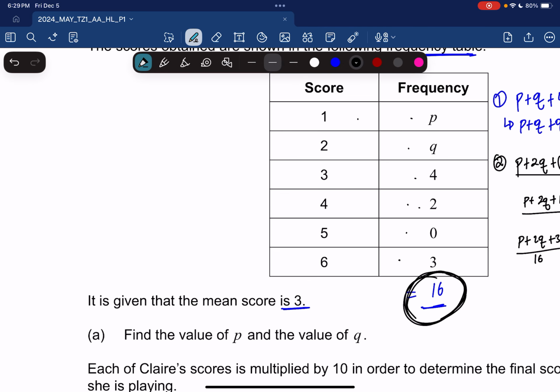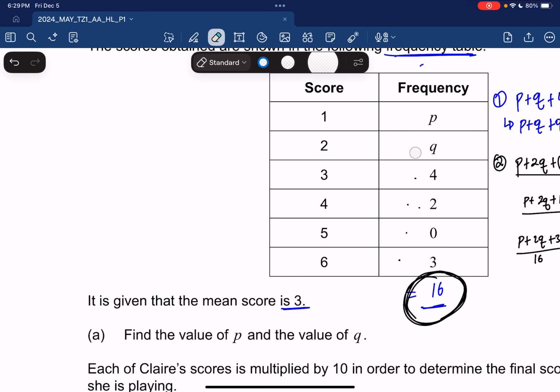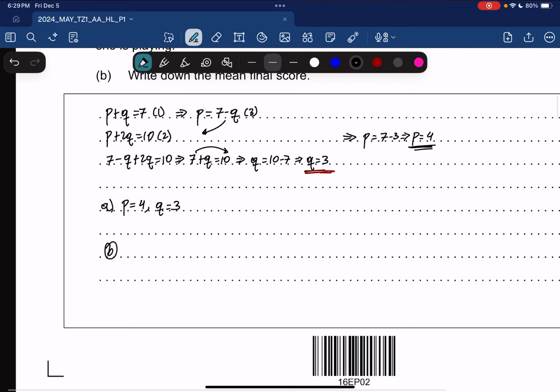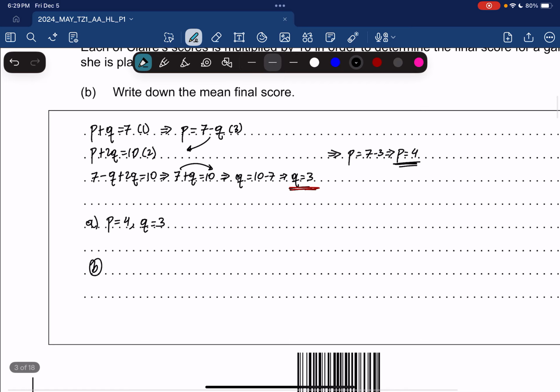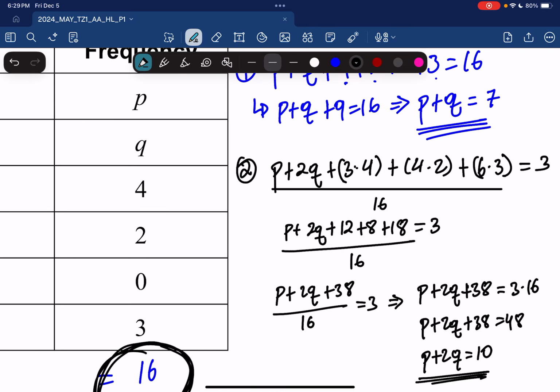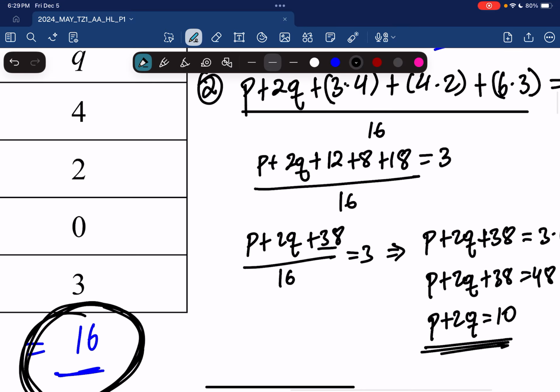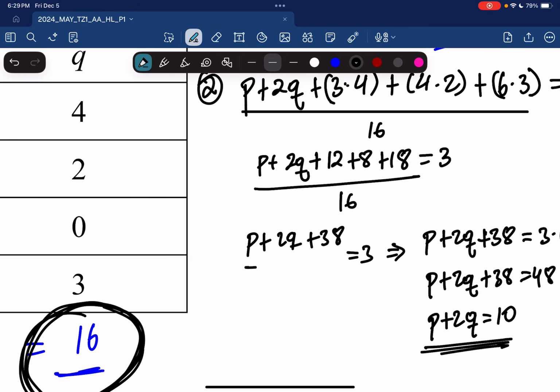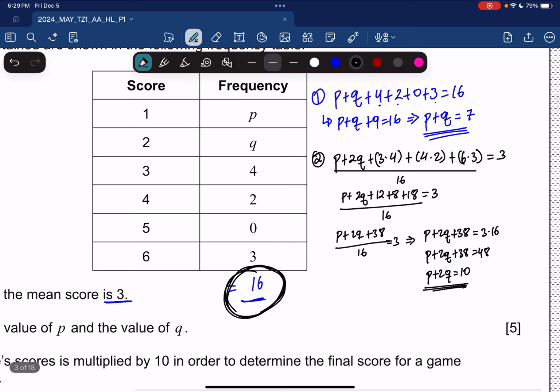We can multiply all of those scores by 10 and then multiply them by the frequency, because the frequency has not changed. There was nowhere that said the frequency changed. Then divide that by the total frequency. We can go ahead and do it, and in this case we will get 38, but multiplied by 10, because we're scaling all of those scores by 10.